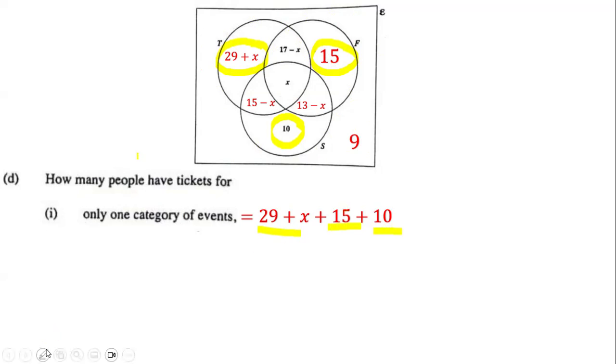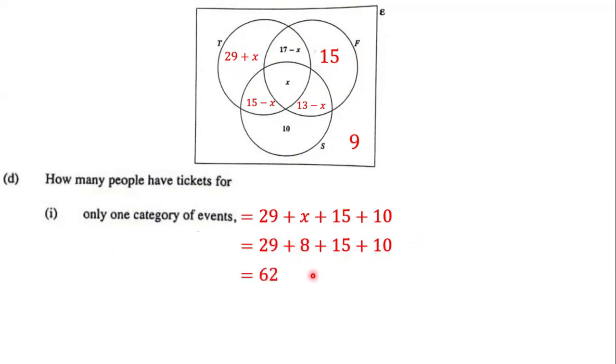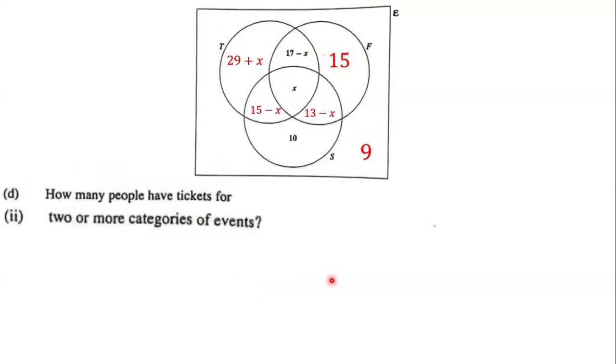And so let's substitute. We know that x is equal to 8. And so we have 29 minus 8 plus 15 plus 10, and we add them all together, and that gives us 62. So the answer here is 62.